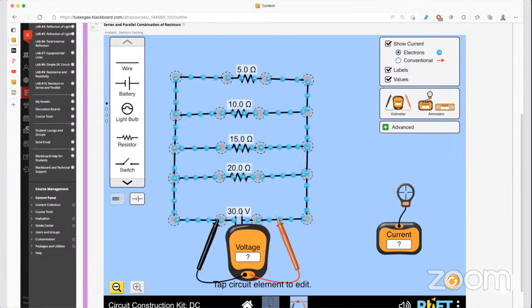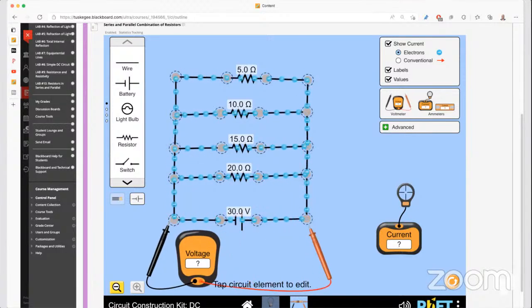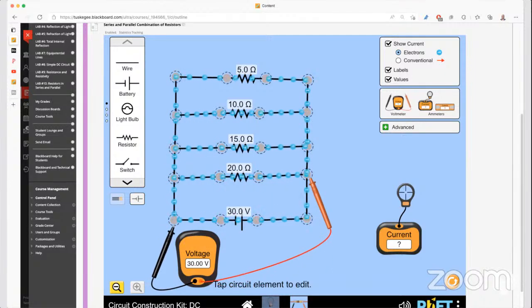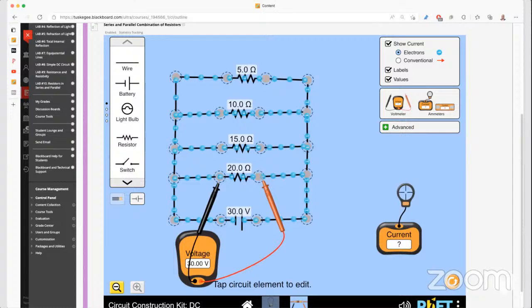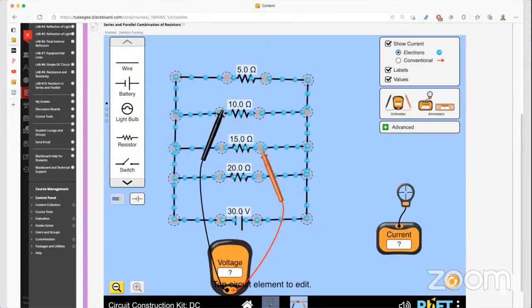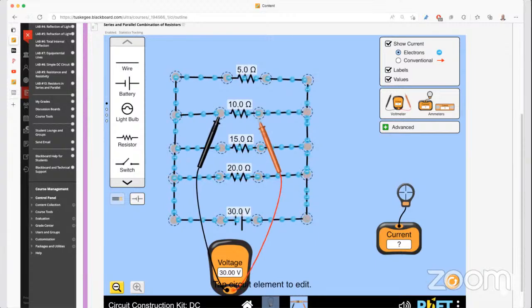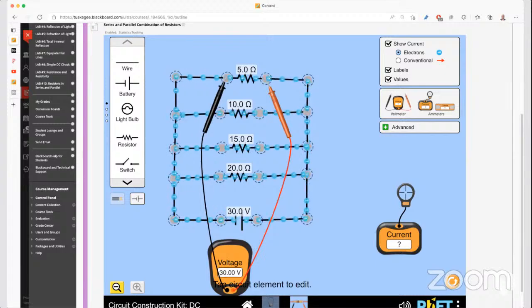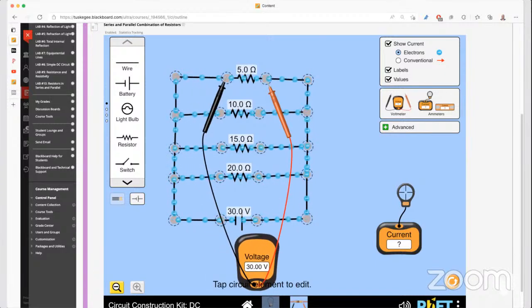What about the voltages? So look at the voltage across the battery. It's 30 volts as expected. How about the voltage across a resistor? The 20 ohm resistor is 30 volts. How about across the 15 ohms? It's the same. Across the 10 ohms, it's the same. Across the 5 ohms, it's the same. So that's a pattern that you ought to document in your report.